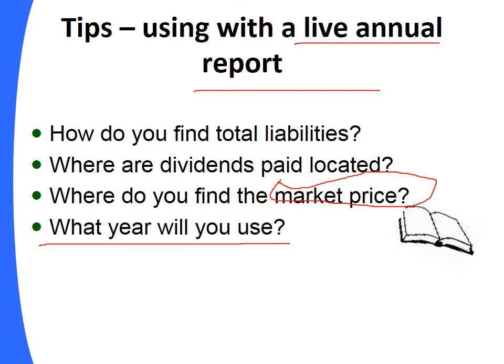And what year are you going to use when you do your annual report project? For most of you, you're going to be using December 31st, 2015. Companies like Walmart have a January year end, so you'll be using probably January 31st, 2016. You need to find the most current annual report based on their year end. And it usually takes about 2 months for the annual reports to be published because of the audit.